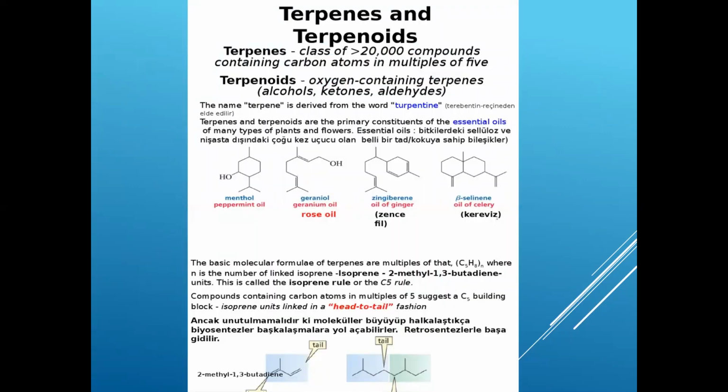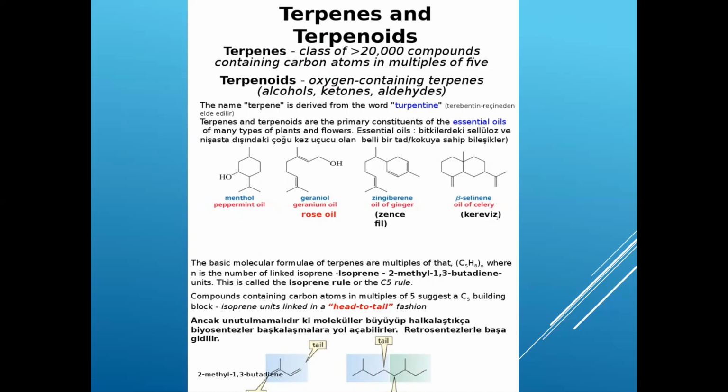Terpenes and terpenoids. Terpenes are a class of more than 20,000 compounds containing carbon atoms in multiples of 5. Terpenoids are oxygen-containing terpenes: alcohols, ketones, aldehydes. The name terpene is derived from the word turpentine. Terpenes and terpenoids are the primary constituents of the essential oils of many types of plants and flowers.